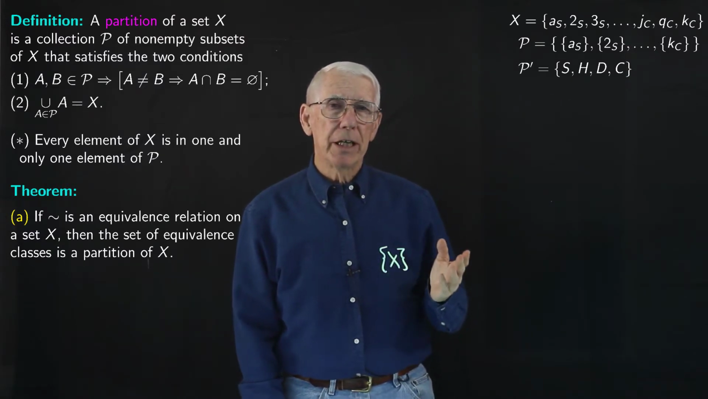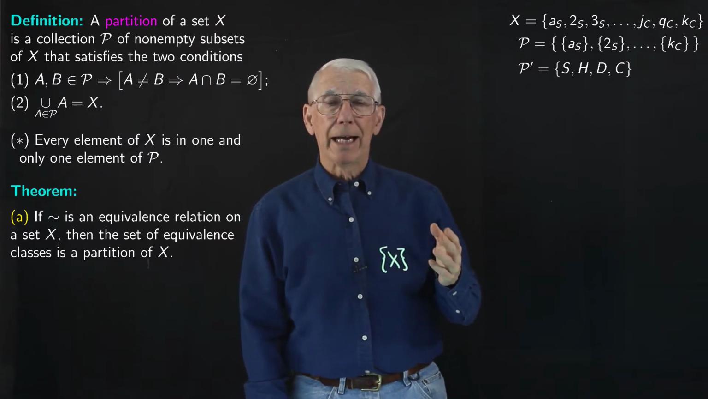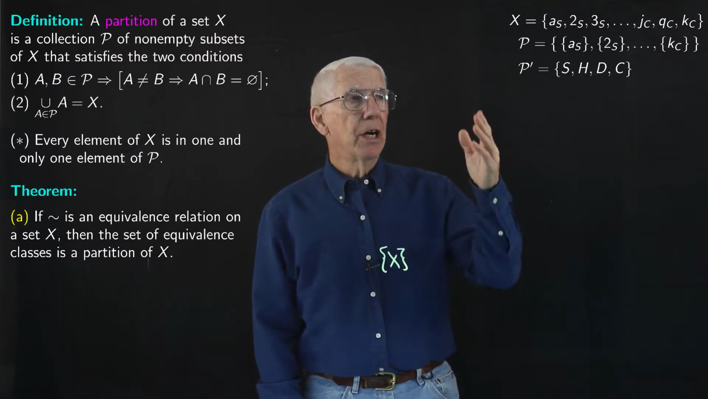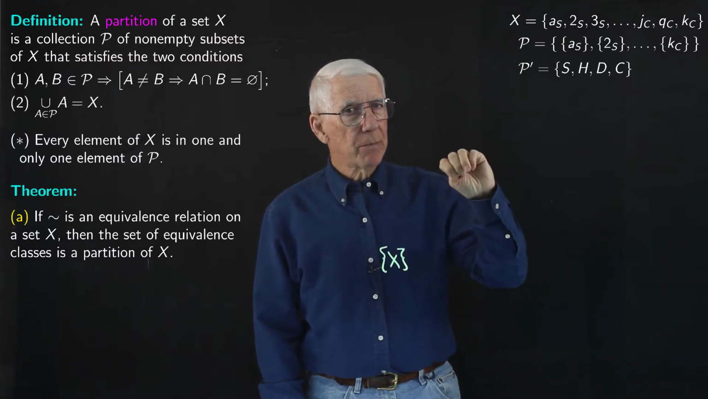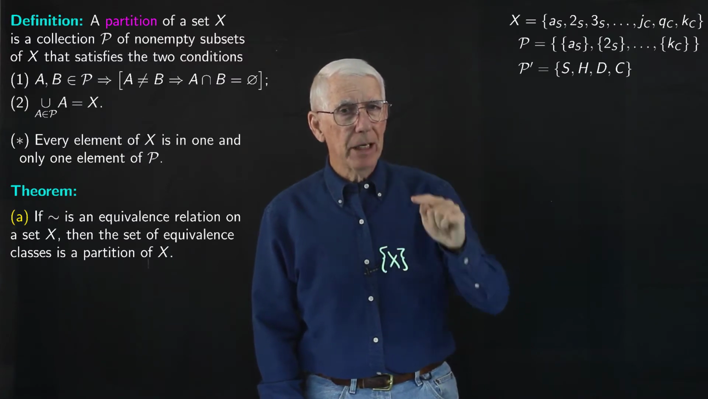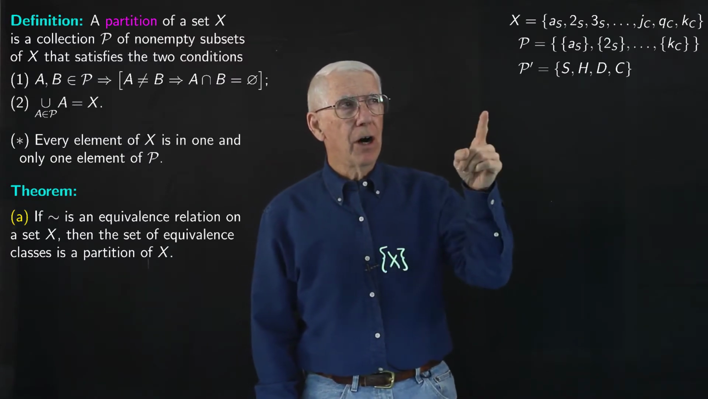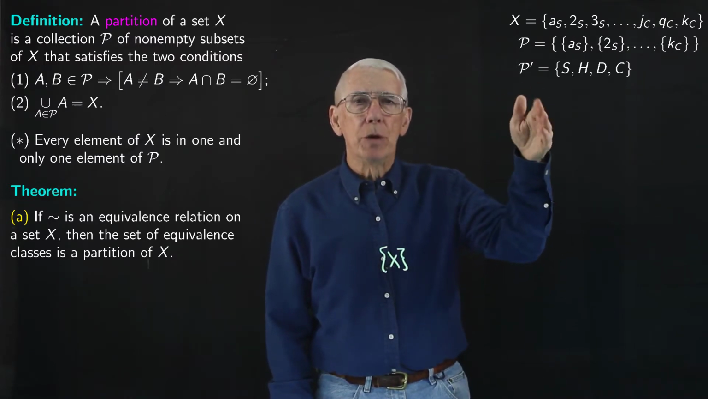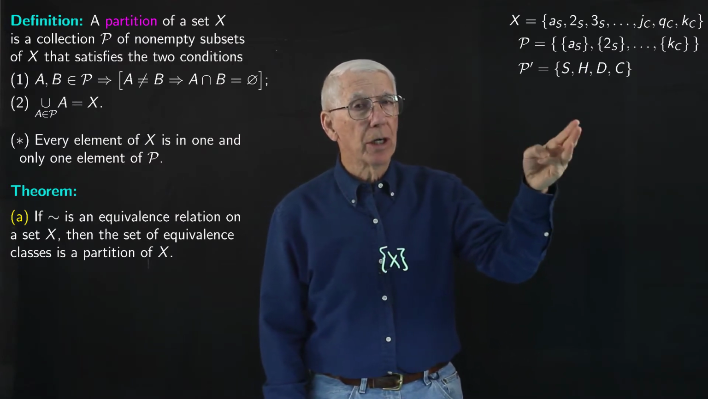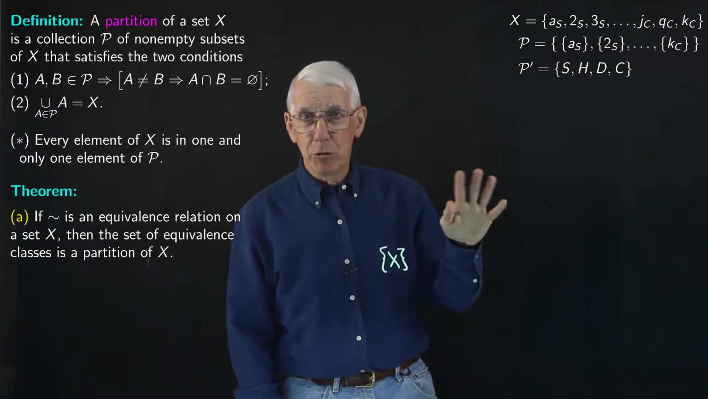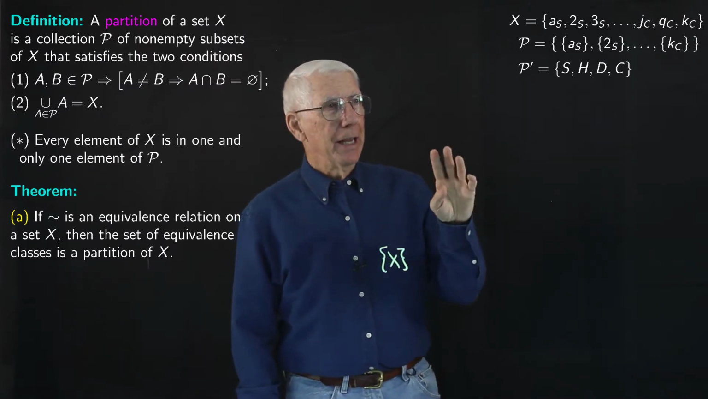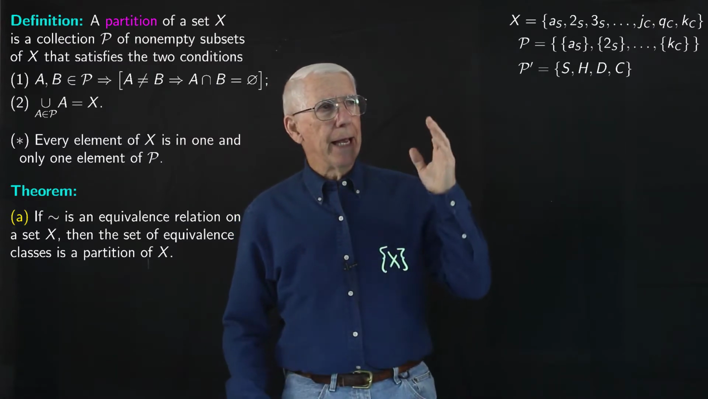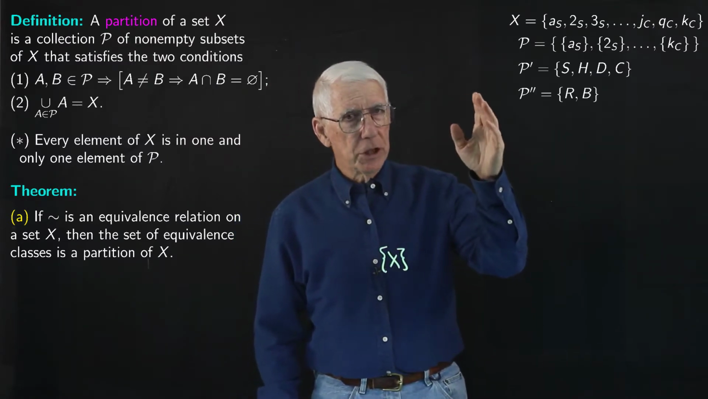Is that a partition of capital X, the set of all cards? Yes, it is. Each of the 4 elements of the partition is a non-empty subset of capital X, and every card, every element of capital X, is in one and only one of these suit sets. It's either a spade, a heart, a diamond, or a club, and not 2 different sets. And so that's a partition. Let's look at another potential partition.